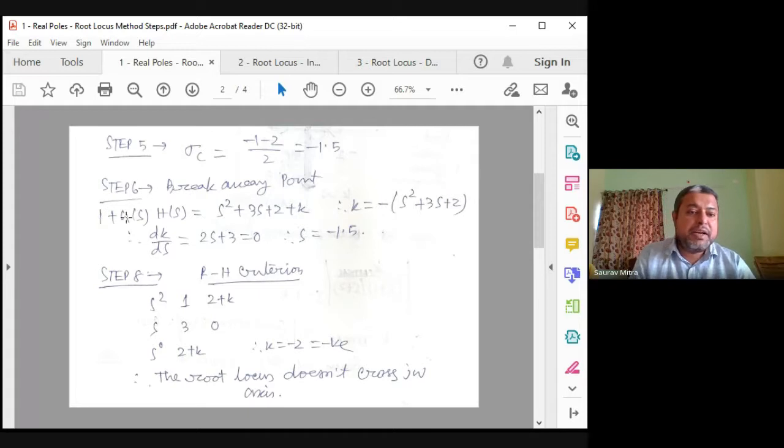So if you are adding 1 plus K divided by (S plus 1)(S plus 2), you will find that (S plus 1)(S plus 2) will go here, plus K. So what will be the characteristic equation of the closed loop negative feedback system? It will be (S plus 1)(S plus 2) plus K. If you just solve it, you will find S square plus 3S plus 2 plus K.